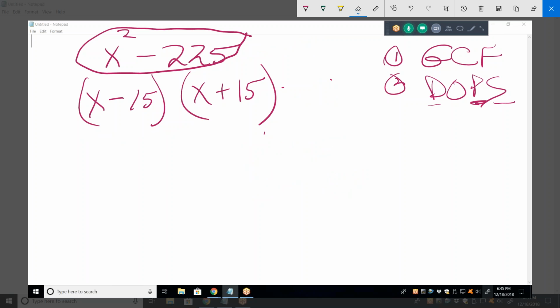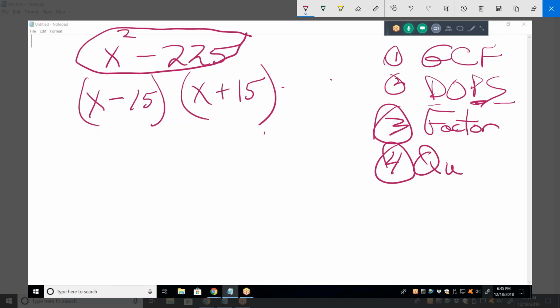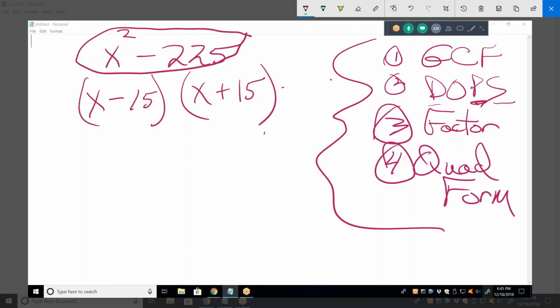We factored. But these steps over here, the third one is regular factoring. In other words, when you have an x squared and an x and a number, you can do regular factoring on it. If that fails, the fourth step is the quadratic formula. So you want to memorize these 4 steps, and that's always the order you go in.